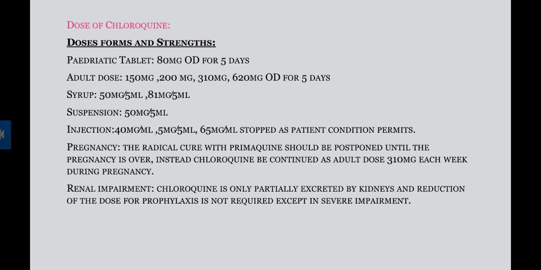In pregnancy, the radical cure with primaquine should be postponed until the pregnancy is over. Instead, chloroquine should be continued at the adult dose of 310 mg each week during pregnancy. In renal impairment, chloroquine is only partially excreted by the kidneys, and reduction of the dose for prophylaxis is not required except in severe impairment.